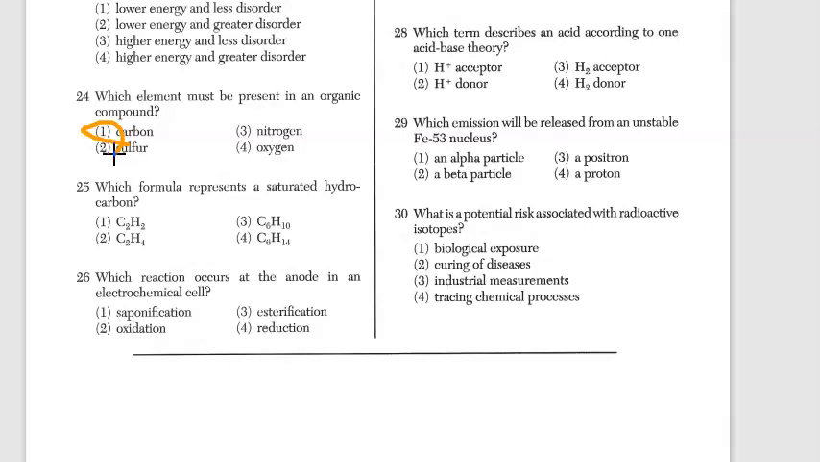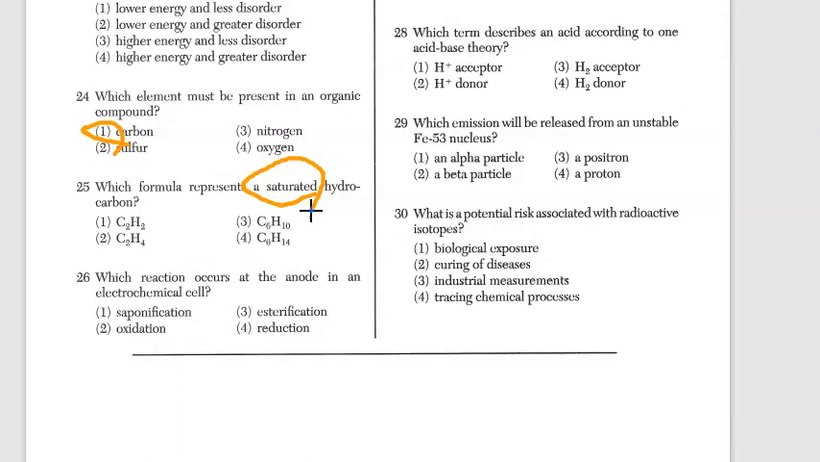Now, 25, you have to do a little bit more thinking. Which formula represents a saturated hydrocarbon? There are unsaturated hydrocarbons and saturated. Your saturated hydrocarbons are your alkanes. Your unsaturated hydrocarbons are your alkenes and alkynes. Now, each one of those hydrocarbon series has its own formula for calculating the number of hydrogen atoms that go along with the number of carbons.